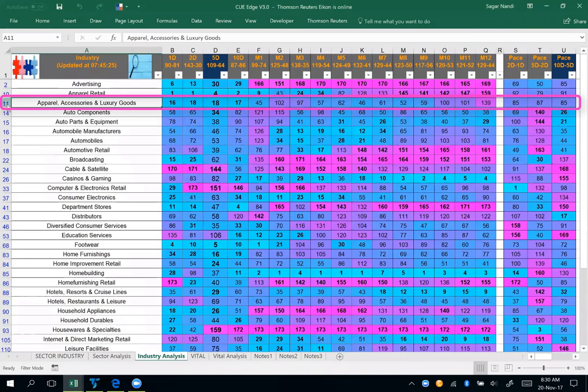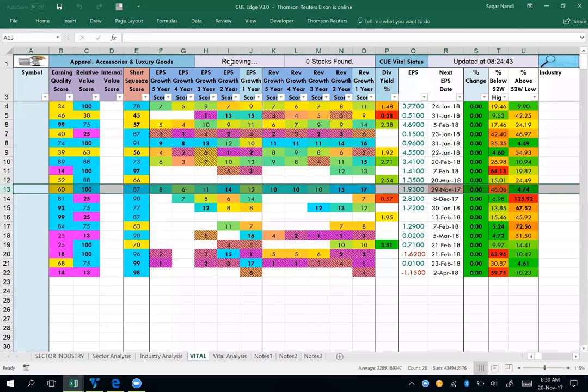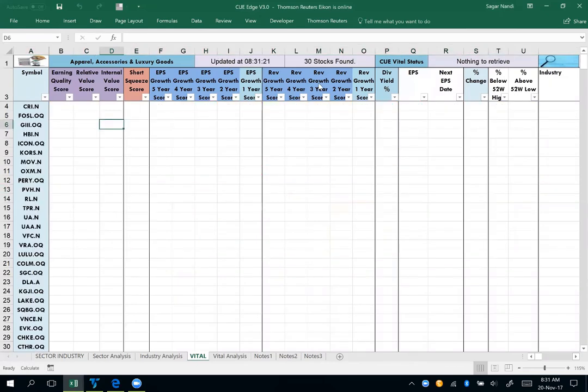In QH, we see that apparel, accessory, and luxury goods is an industry that was weak earlier and is gradually turning into strength. Over our primary period of 5 days, it is cyan, that is bullish. We can click the get components button to drill down into its stocks. It is retrieving the stocks from the universe, that is Thomson Reuters icon. It has found 30 stocks. We can click the calculator button to retrieve data for these stocks and calculate the vital statistics.